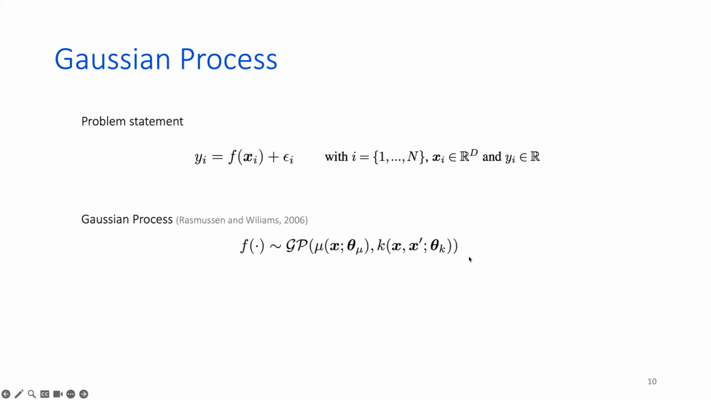So here the x's represent the input vectors you want to predict at. X prime is another input at another arbitrary input location, and the thetas here represent the hyperparameters of the mean function and the covariance function. So these parameters can be set manually, or they can be optimized through maximum likelihood estimation.